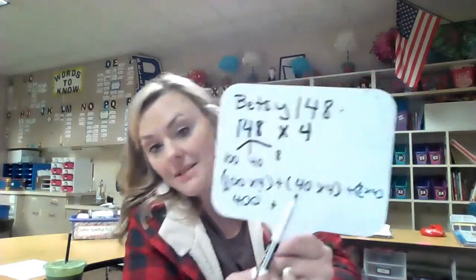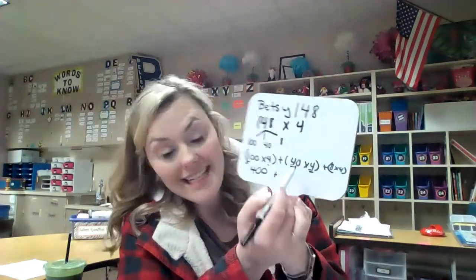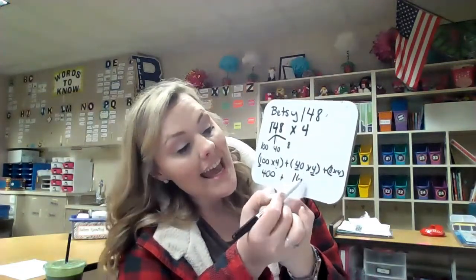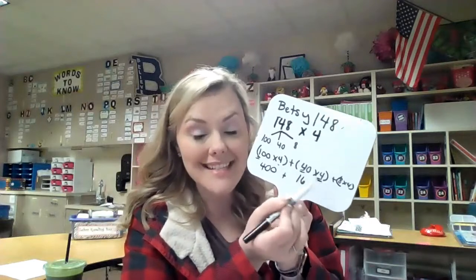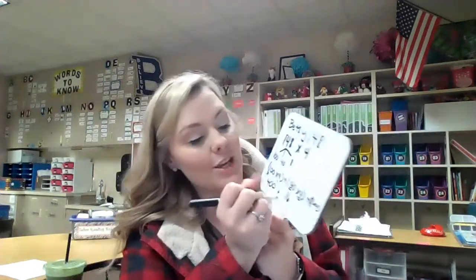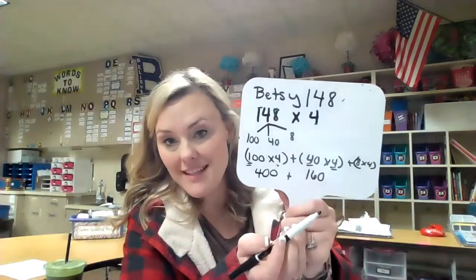Plus, now here's the next one, 40 times 4. Well, 4 times 4 is 16. And so if you think about it, 4 tens times 4 would be 16 tens. So we just add a 0. There's 1 zero in the problem, 1 zero in the answer.